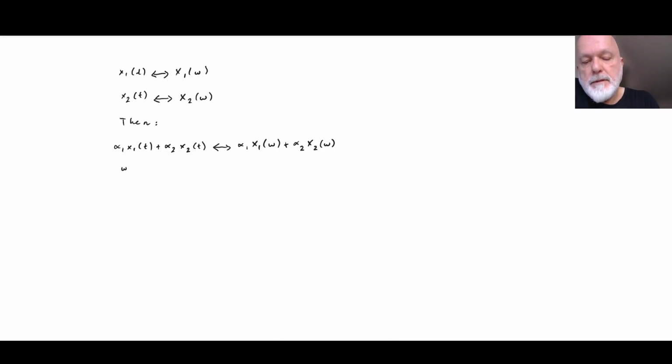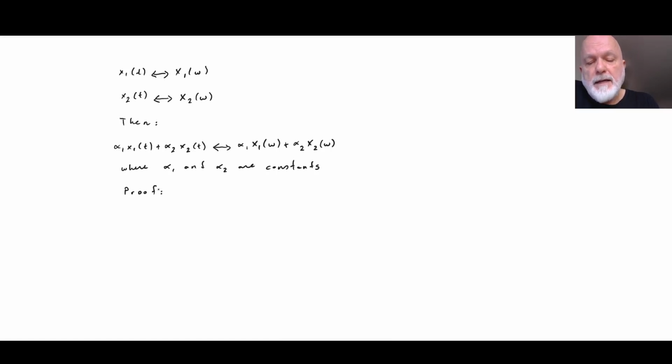where alpha 1 and alpha 2 are constants. Now, for real valued signals, the constants are chosen as real valued. For complex valued signals, the constants are chosen as complex valued constants. Proof of this result is very straightforward.